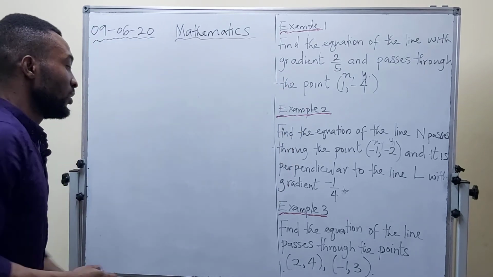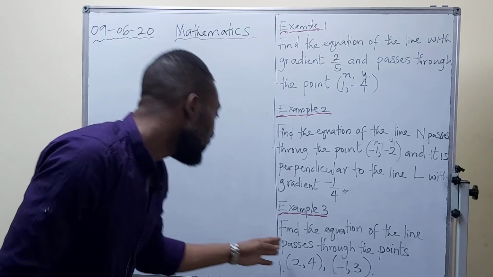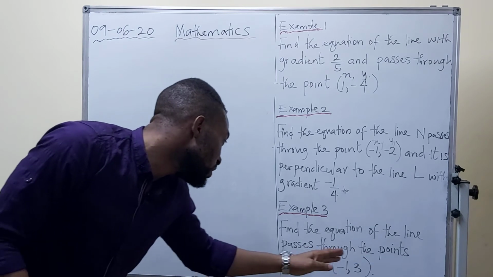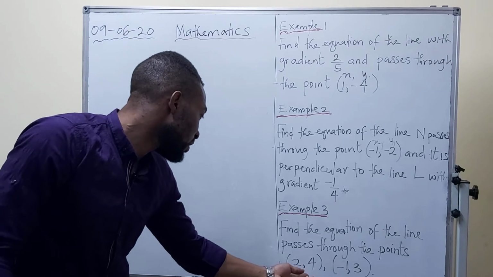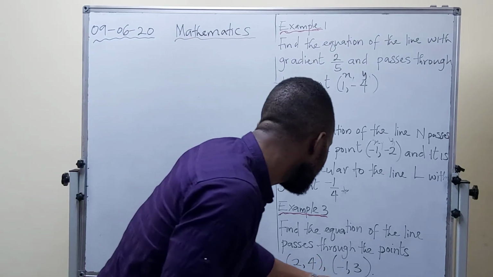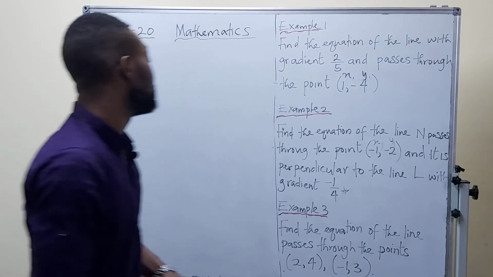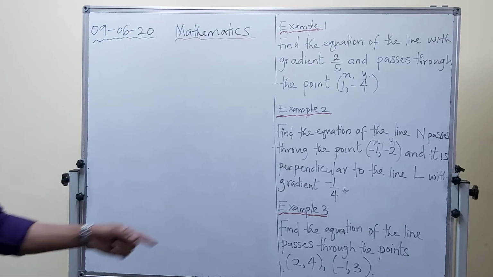So this is example number 3. Find the equation of the line that passes through the points (2, 4) and the second one, which is (-1, 3). So we have to find the equation.